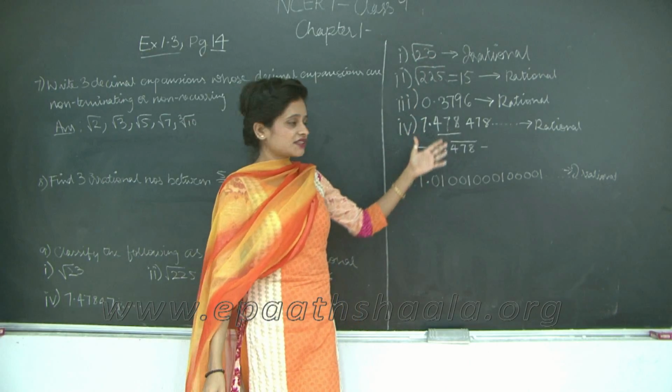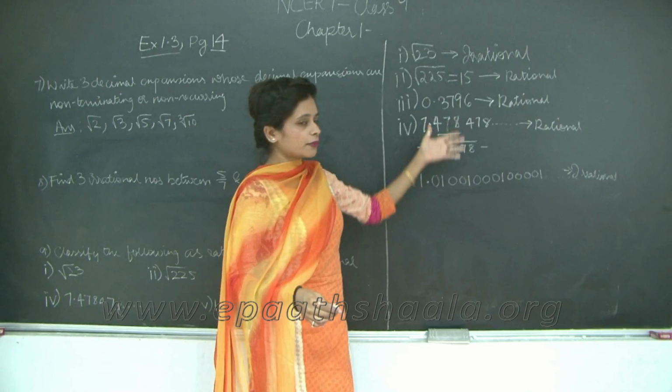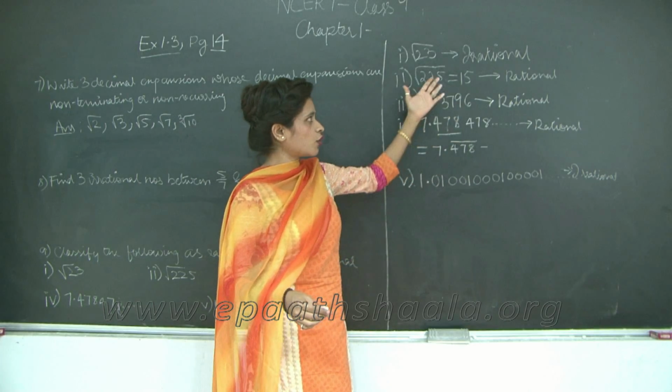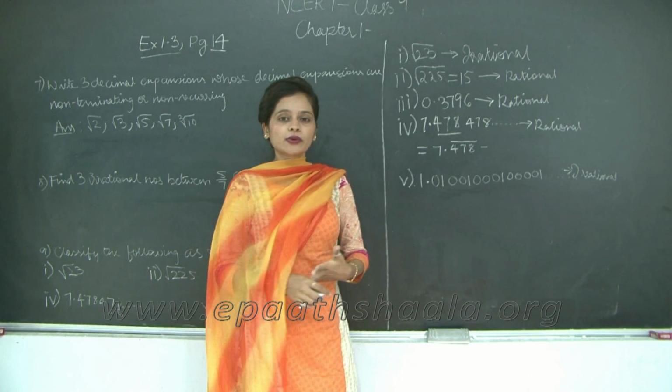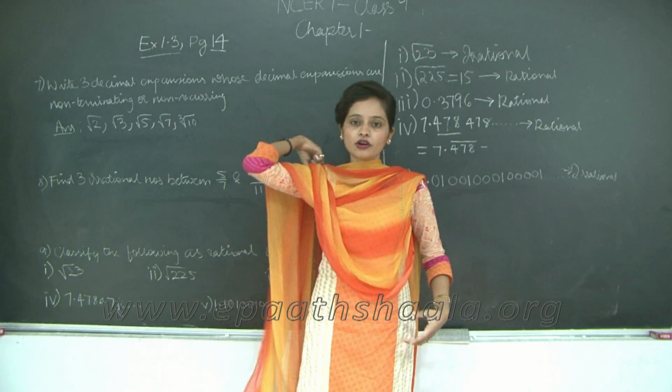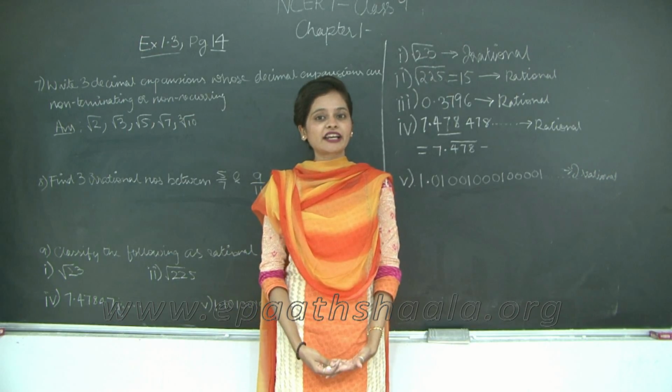So therefore we have classified these numbers as rational or irrational depending on what numbers we get after the decimal expansion, or whether they belong to the rational number category or irrational number category. So with this we wind up exercise 1.3 of your chapter number system. We will continue with the rest of the chapter in the forthcoming classes.